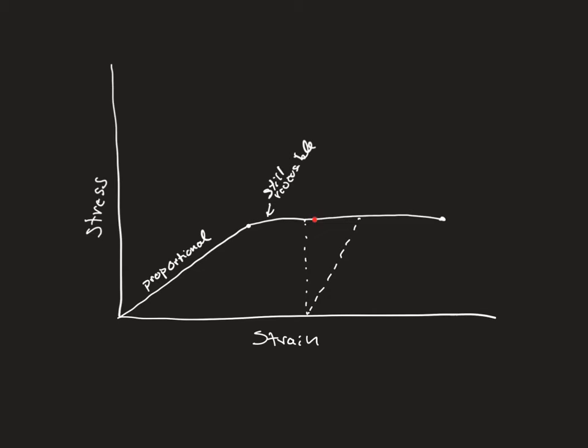Then we get into a region where we pass what we call the elastic limit. And once you pass the elastic limit, the deformation becomes irreversible. So this line here is indicating something we call permanent set. Permanent set means that when you remove the stress, the strain goes here rather than back here to zero.